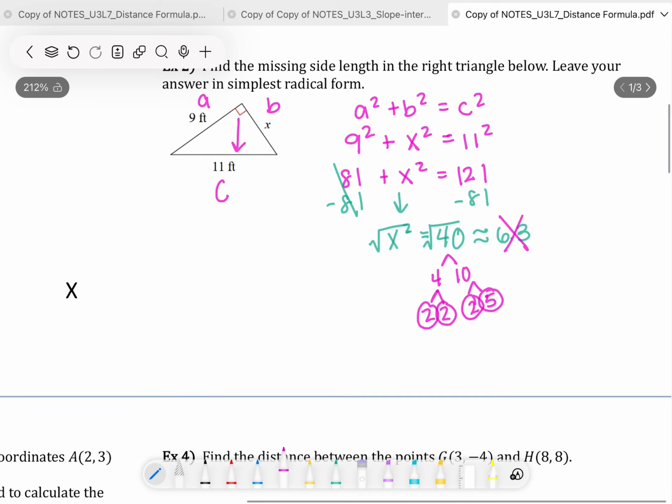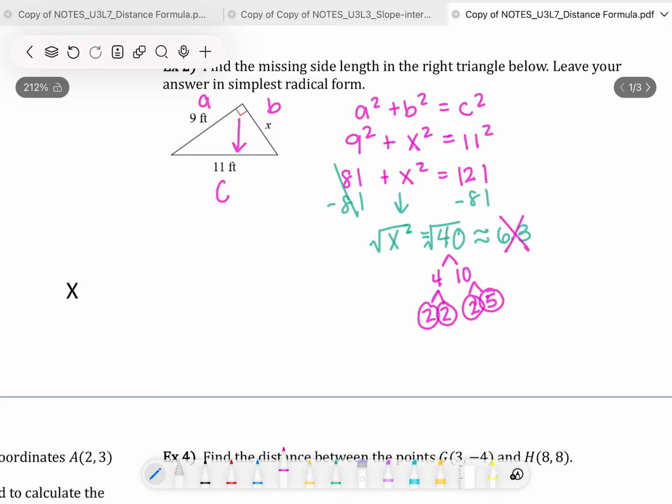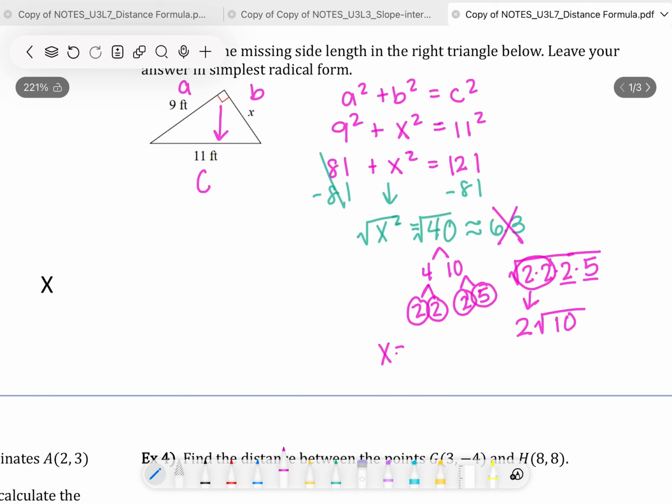So we can write the square root of 40 as square root of 2 times 2 times 2 times 5. And then we have a pair of 2's that has a square root. So that's outside the radical. But the 2 times 5 do not have square roots, so they stay in. 2 times 5 is 10. So the simplest radical form answer is 2 square root 10. So our x value here is going to be 2 square root 10 feet, the same units as we had on the original problem.